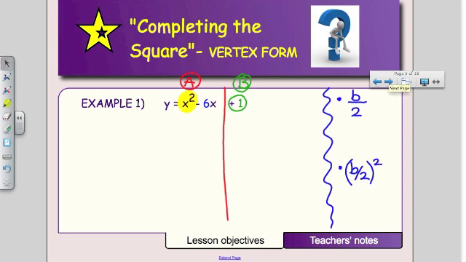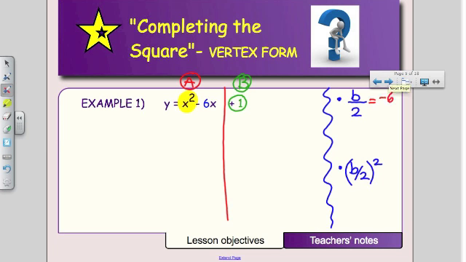So can anyone tell me what is my b value in this particular equation? Jamie, what is my b value? No, sorry, not Team B. What is my b term in the equation? So I have my A term, my B term, my C term. Yes, but is it +6? Okay, so I'm going to take my -6.